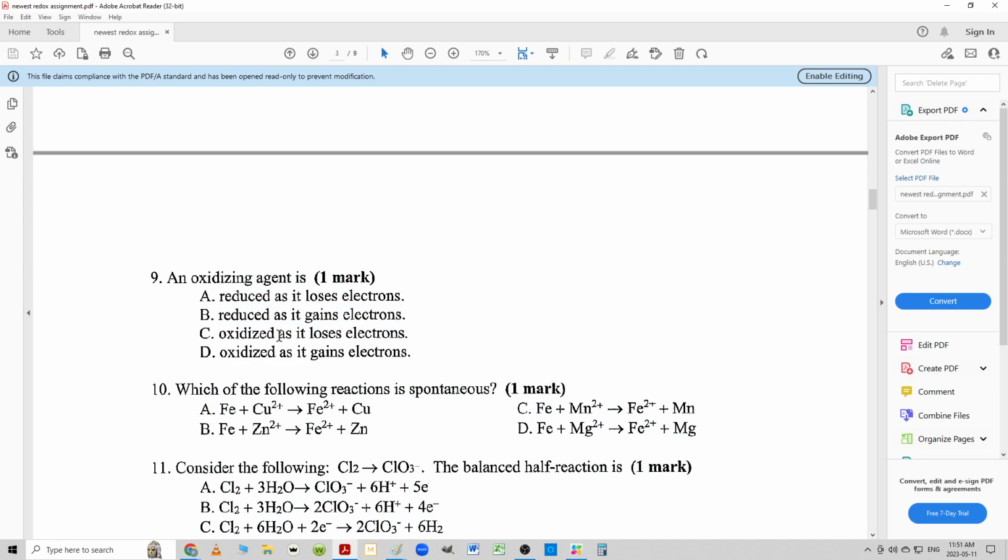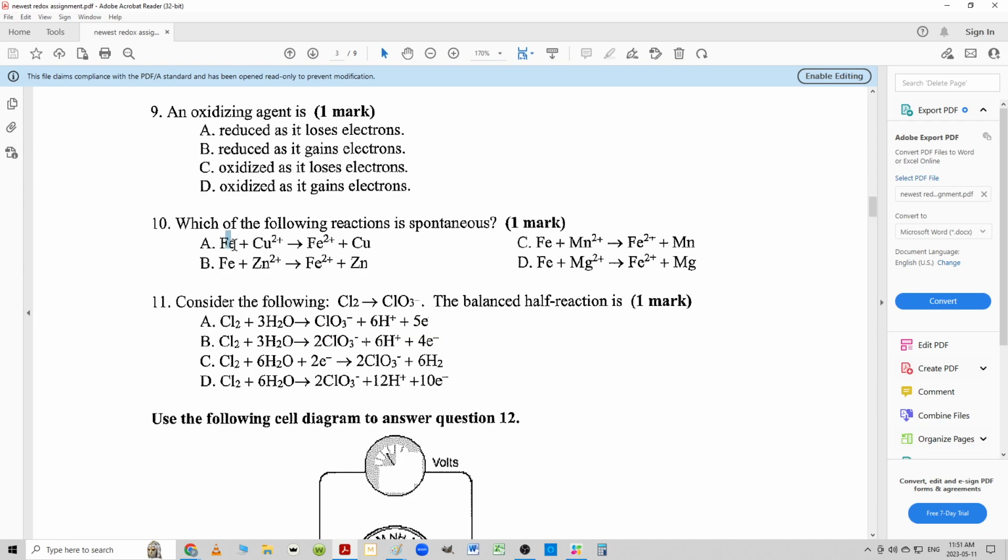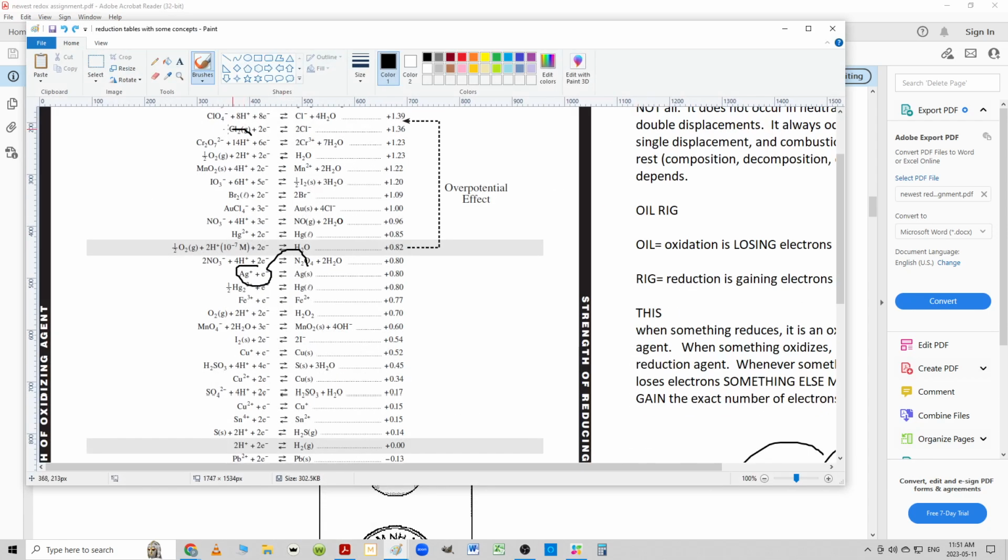Which of the following reactions is spontaneous? You have to look up your Fe and your Co2+ and see if they follow the left to right rule, and you do it for all your reactant side things, not your product side things. It's all about, if I mix these two things, will it be spontaneous? And spontaneity is all dictated by whether it's top left going down to bottom right.